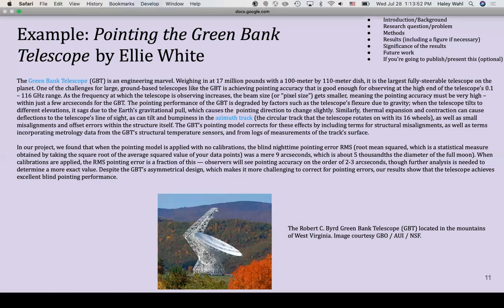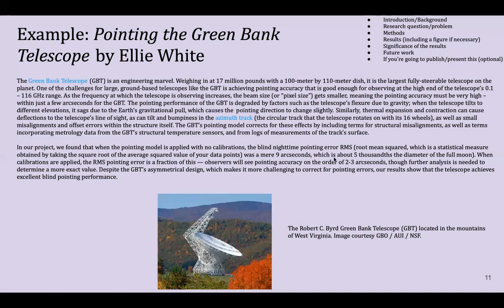As the frequency at which the telescope is observing increases, the beam size or pixel size gets smaller, meaning the pointing accuracy must be very high, within just a few arc seconds for the GBT. The pointing performance of the GBT is degraded by factors such as the telescope's flexure due to gravity. When the telescope tilts to different elevations, it sags due to Earth's gravitational pull, which causes the pointing direction to change slightly. You can see that this required a little bit more background than the other one.